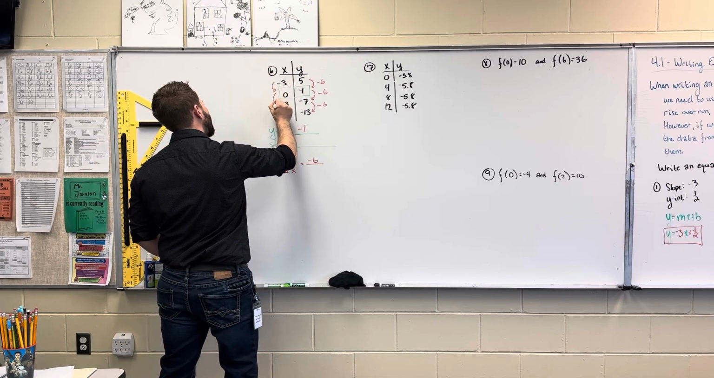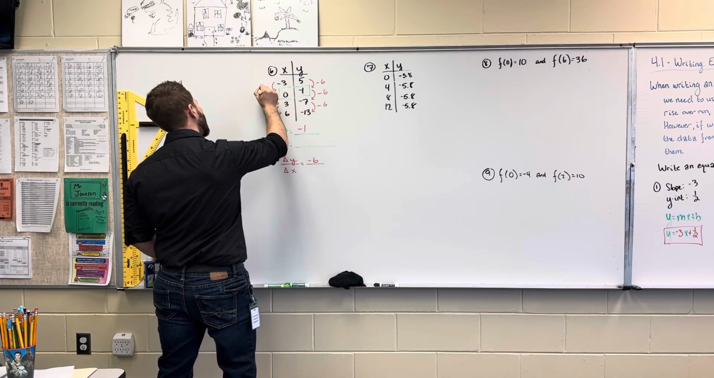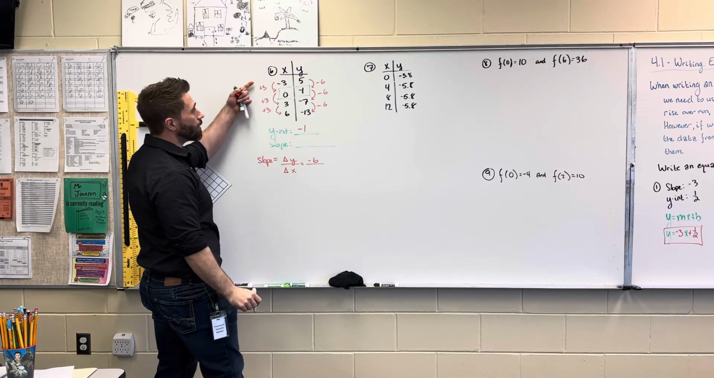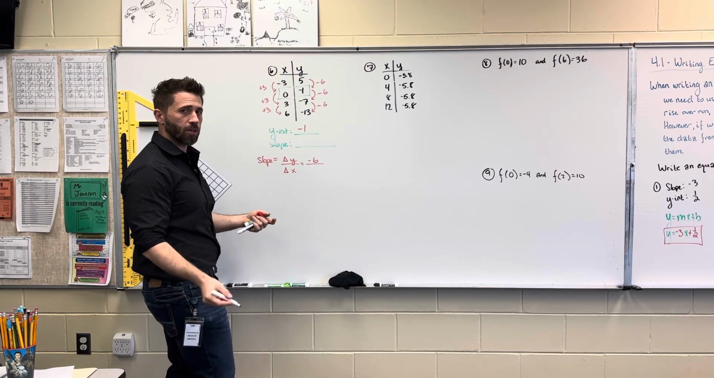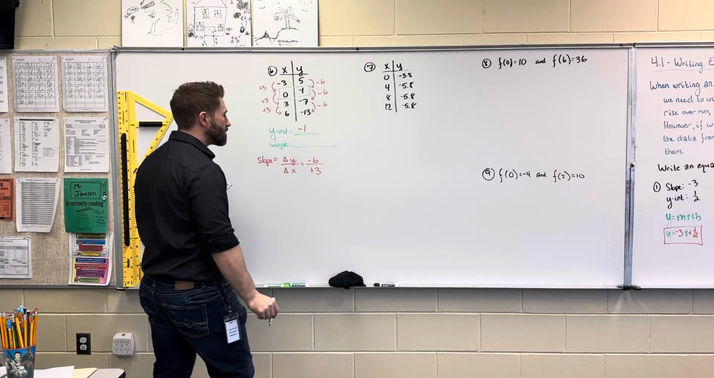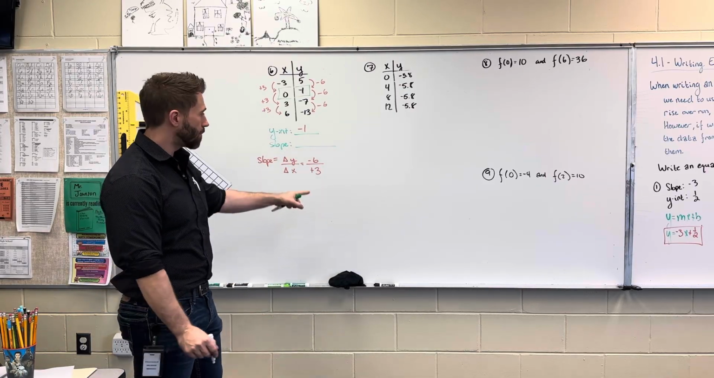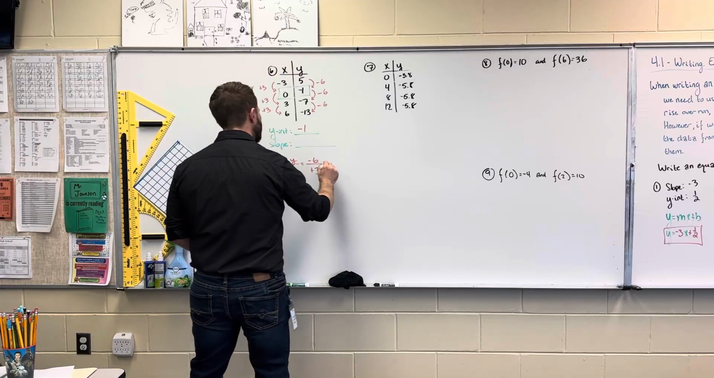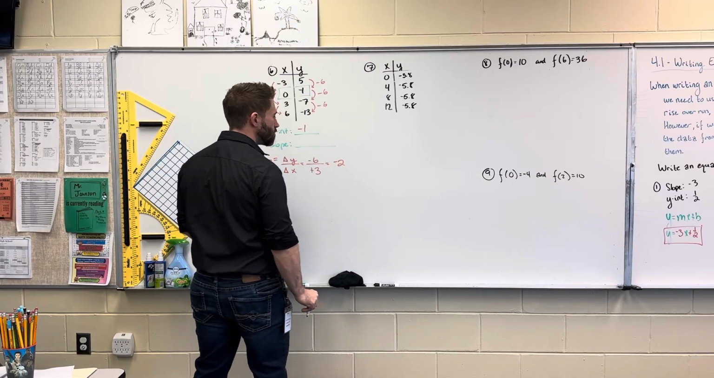What am I doing to x every single time? I went right 3, right 3, right 3. Or I went up by 3, up by 3, up by 3 if I'm looking at just the numbers, which means that consistently the x is increased by 3 each time. Boom, there's my slope. I get a slope of -2.